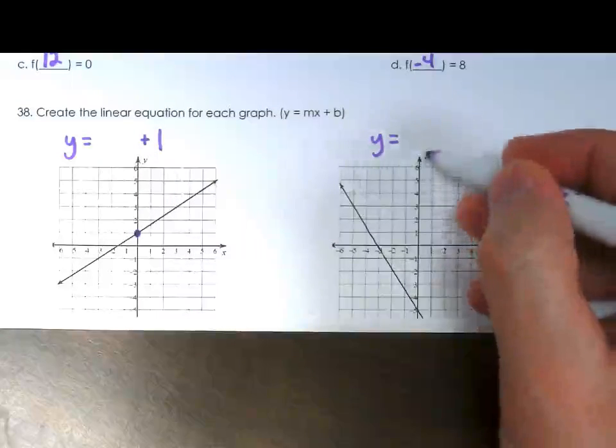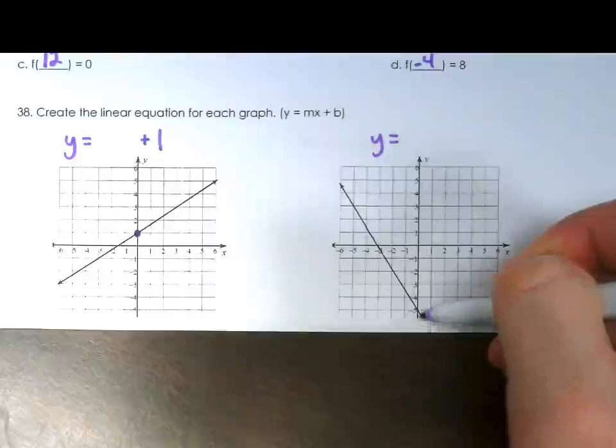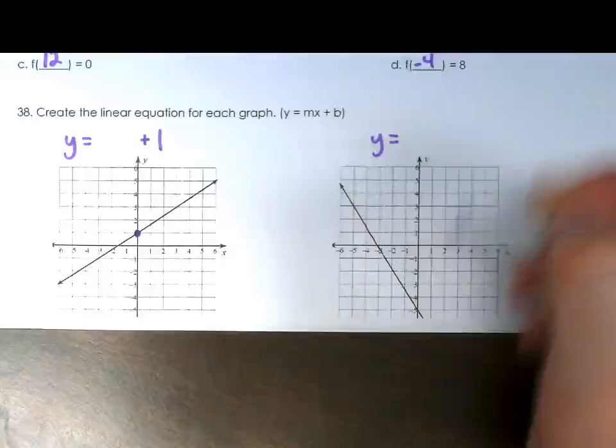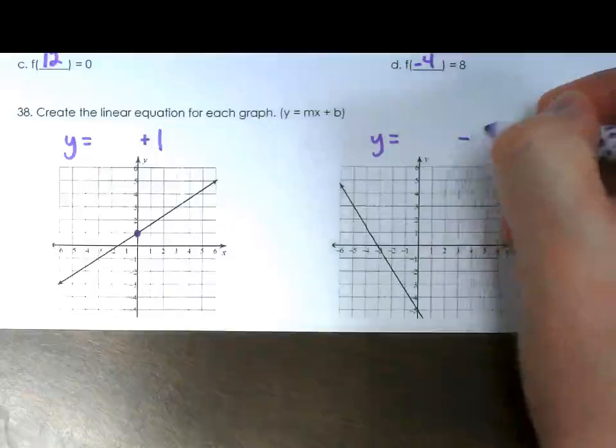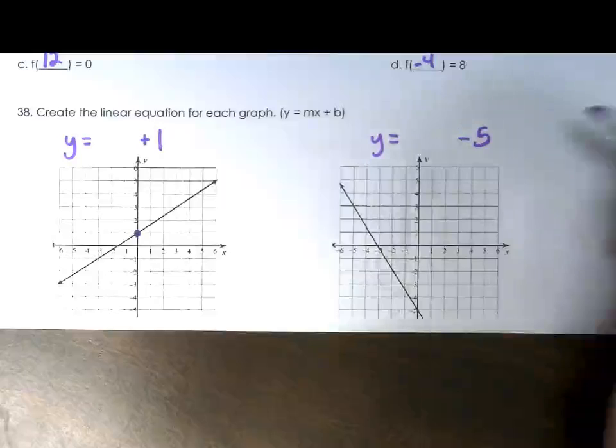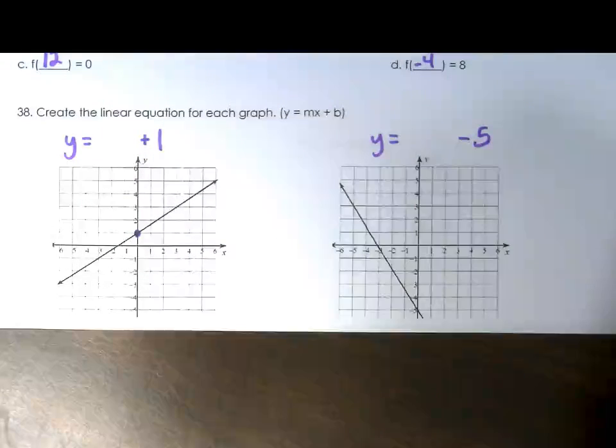Here, where does it cross the y-axis? And you can see it crosses the y-axis at -5. So you know we're going to have a -5 at the end there. And just by knowing that right there, it should help you out a good bit.